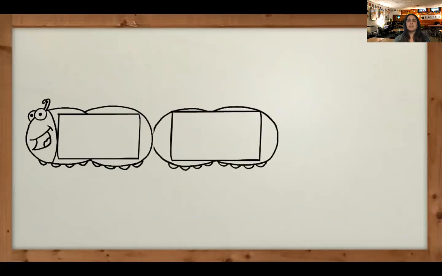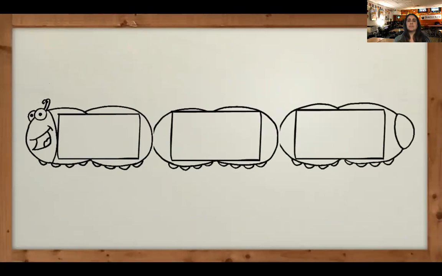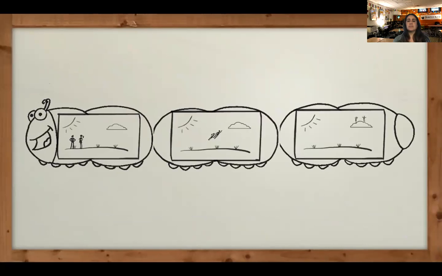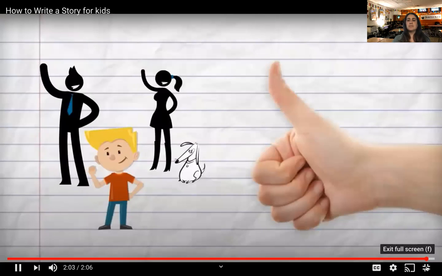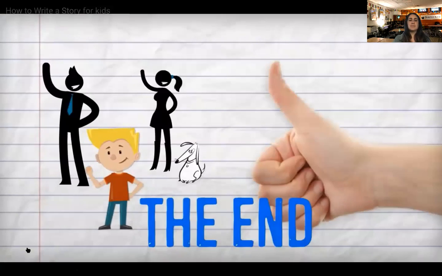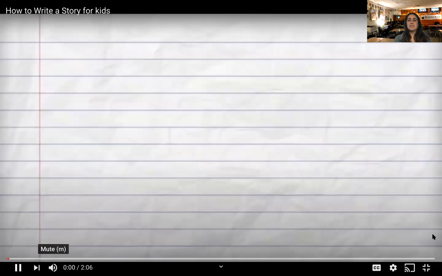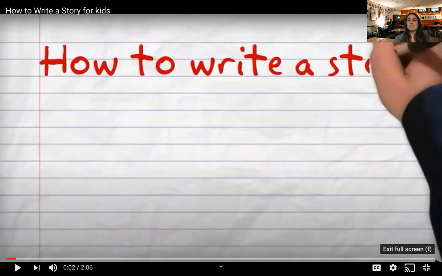So, young writers, let's look at what you know about stories. You know they need a beginning, a middle, and an end. You know they need a setting and characters, and that something needs to happen. Well, that was my story. Now, it's your turn. How to write a story.